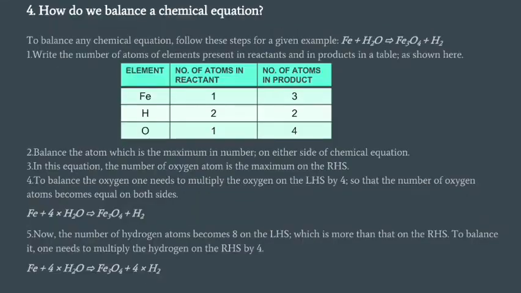The next question is how to balance a chemical reaction. To balance any chemical reaction, there are some steps we have to follow. And we will take an example of iron reacting with water to form ferric oxide and hydrogen.